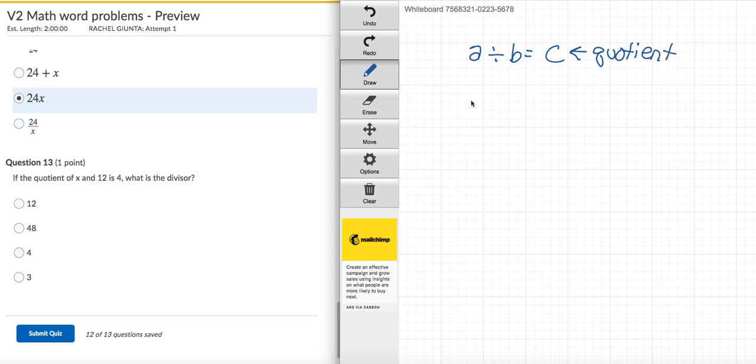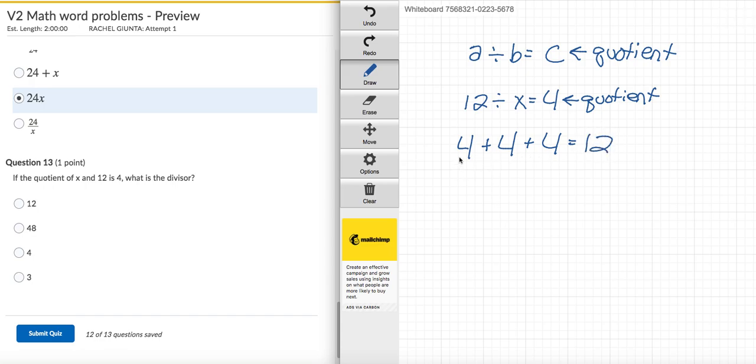And so then we've got, if we say 12 divided by x equals 4, because we know that the 4 is the quotient, and that's how we know that it's the answer, and also how we know that we're dividing. So 12 divided by something equals 4, and so we can say 4 here plus 4 is 8 plus 4 again equals 12.